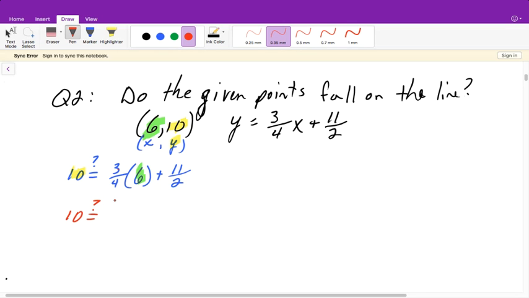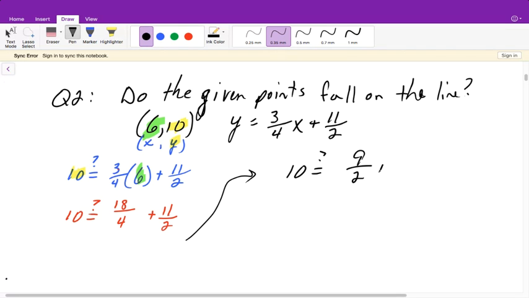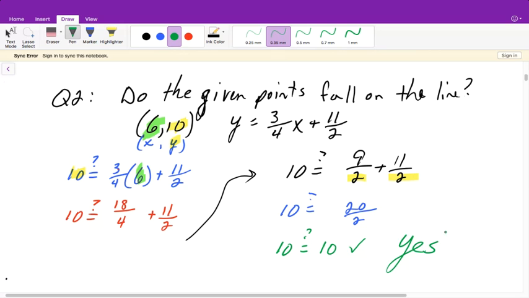Well, here, 3 times 6 gives me 18. I'm going to go through it step by step. 18 over 4 plus 11 over 2. And then this 18 over 4 will reduce. Let me write this up here. So does 10 equal 9 over 2 plus 11 over 2? Well, now since we have common denominators, I can go ahead and add these. So does 10 equal 20 over 2? And 20 over 2 reduces to 10. So does 10 equal 10? Yes, it falls on the line.